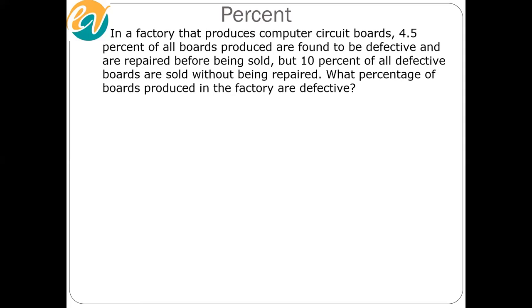4.5% of all the boards produced are found to be defective and are repaired before being sold. But 10% of all the defective boards are sold without being repaired. Now, one of the ways we can do this, since we are talking about percentages, is to assume that the total number of boards produced by the factory is 100. And let us say that out of these 100, X are defective.